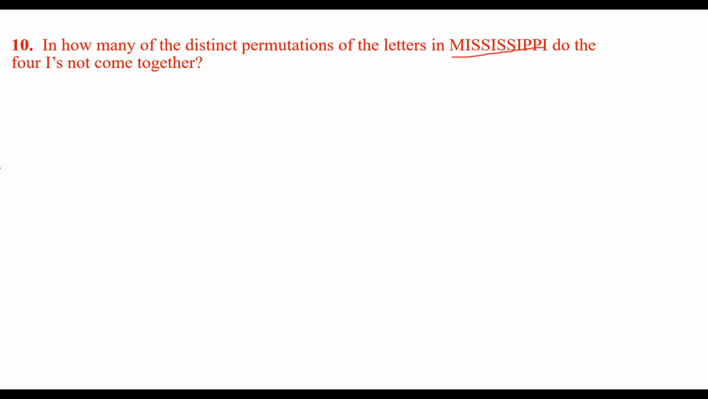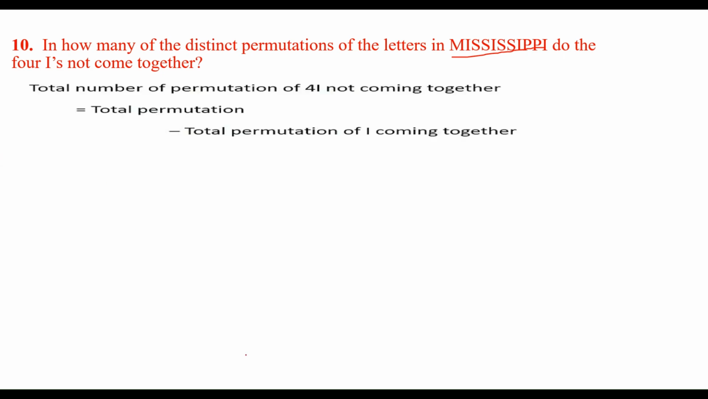They are asking how many distinct permutations of the letters can be formed in which the four I's should not come together. To find this, there is one formula: the total permutations minus the total permutations of I's coming together. First, we will calculate the total permutations of the word Mississippi. Then we will find the total permutations of I's coming together. Then we will subtract both and we will get our answer.